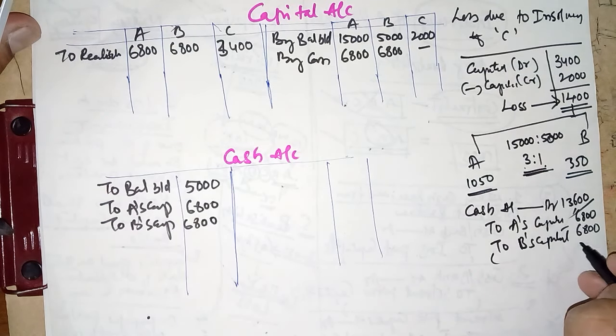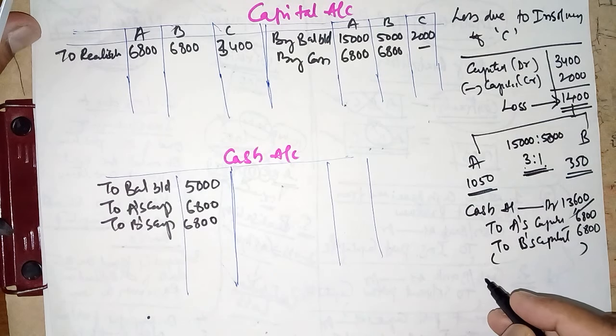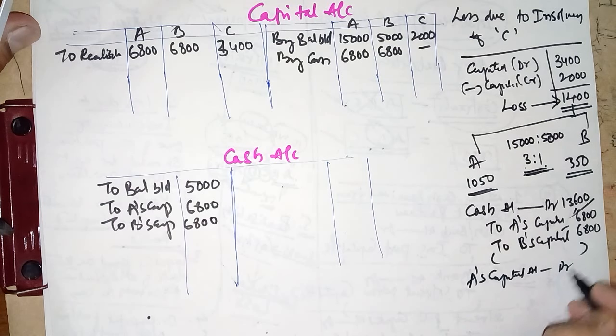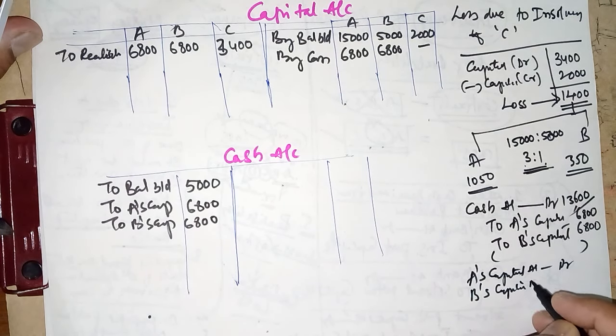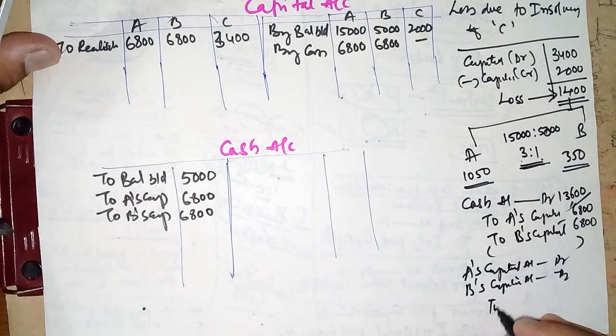For bearing this loss, we pass a journal entry. What is the journal entry? The journal entry is solvent partners' capital to insolvent partner. Who are the solvents here? A. So A's capital account debit, B's capital account debit, to who is insolvent, that is C's capital.